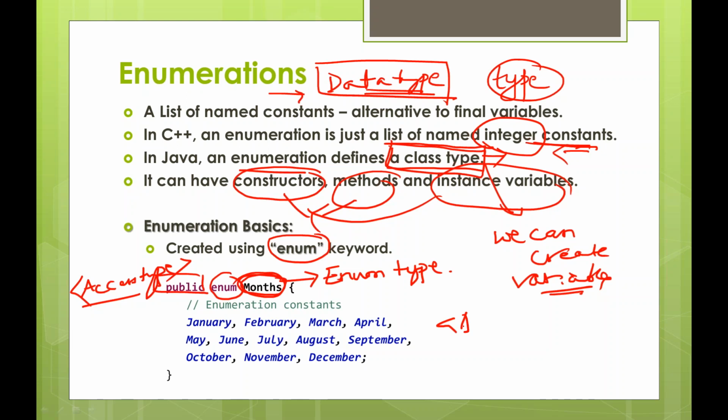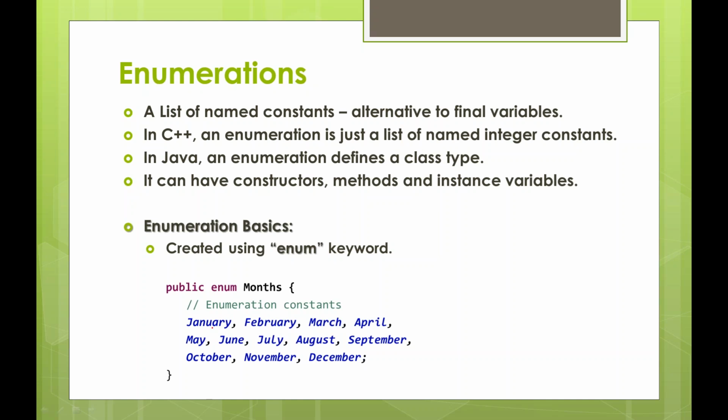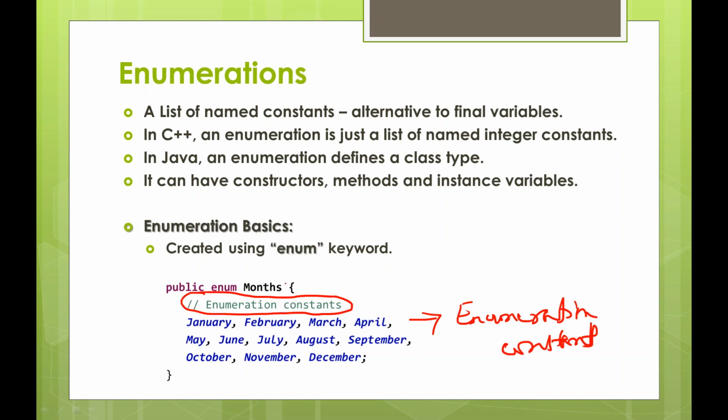So what is the syntax? Access type, enum, and identifier, and open and close braces. Whatever you define inside are called enumeration constants. These are enumeration constants as mentioned here. These are all enumeration constants.